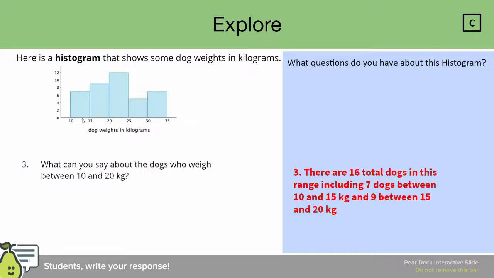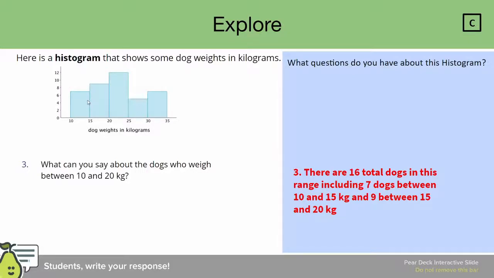So essentially we can see that from 10 to 20, this is a pretty big zone. And between just the 10 and 15 kilogram range, we can see that we have 7 dogs because our bar reaches a height of 7. And between the 15 to 20 kilogram range, we can see that our bar reaches 9 dogs.